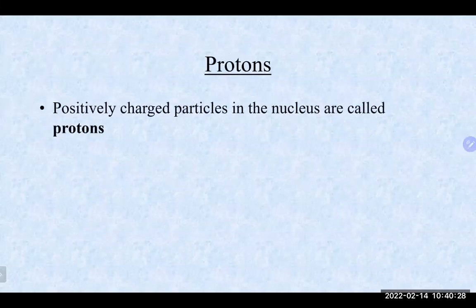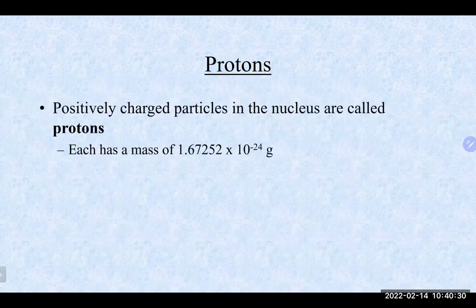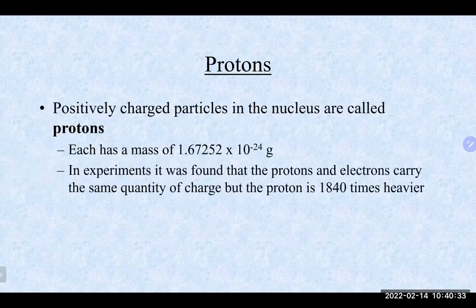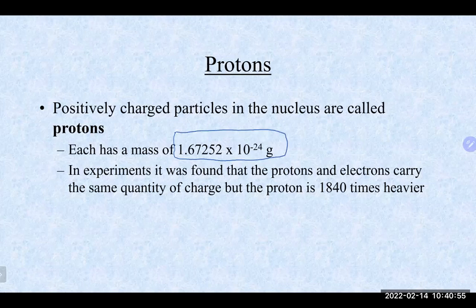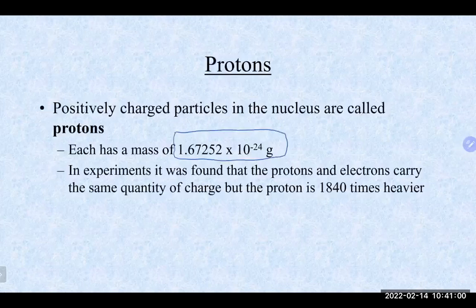So we talked about how our protons are found in the nucleus, and they are what really accounts for the positive charge that we see in an atom. It is what balances out the negative charge from the electrons. And the mass of a proton, as we can see here, is 1.67252 times 10 to the minus 24 grams. That is about 1,840 times heavier than an electron.